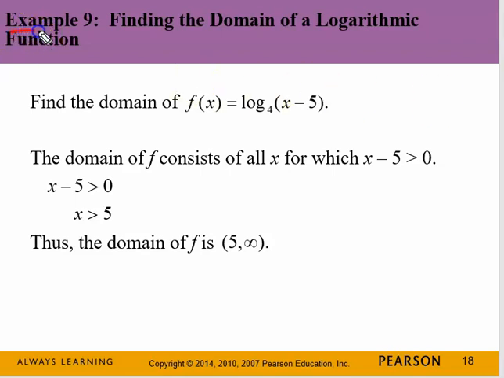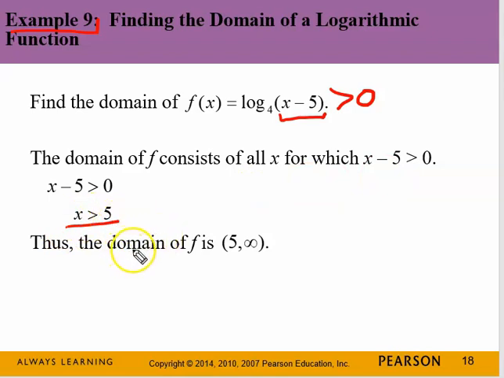Now we're calling this example 9. Find the domain of this function in its log form. Remember, the value in the parentheses can never be negative, so if we set what's in parentheses greater than or equal to 0, which is what they're doing here, we find that the answer is x is greater than 5.